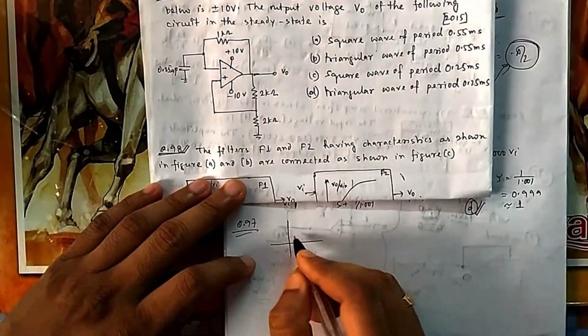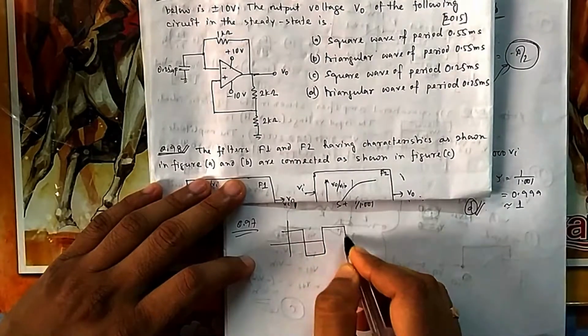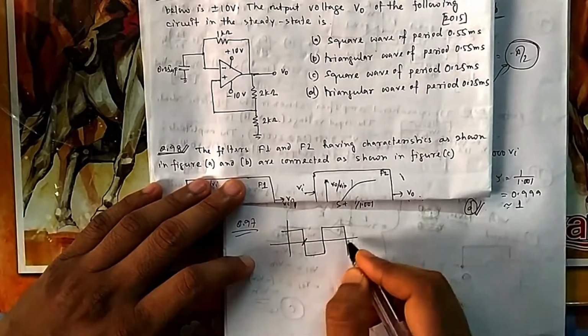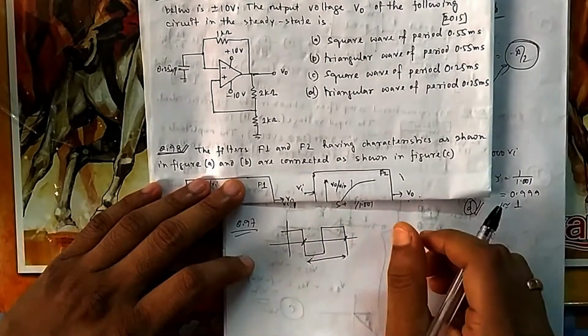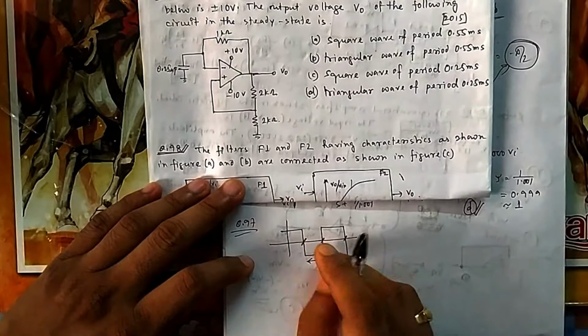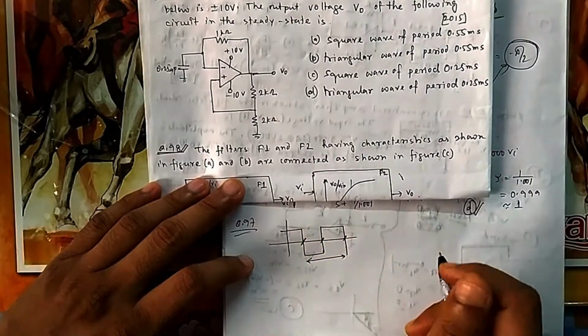Time period means they are asking this one. Suppose it is of this square period. Suppose I take one particular period from here to here, then what will be the time period it is taking? It will be symmetric, so if you can calculate half, then the next half will be the same.